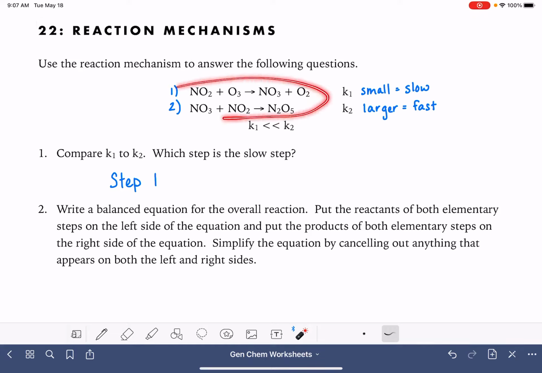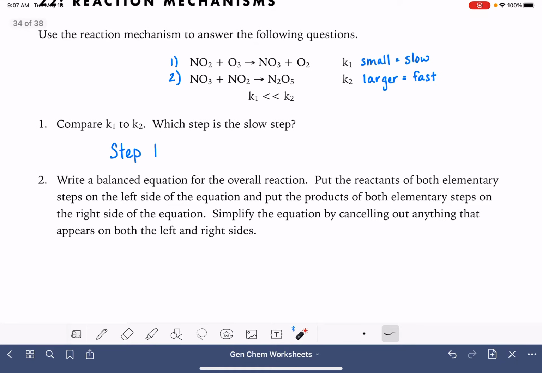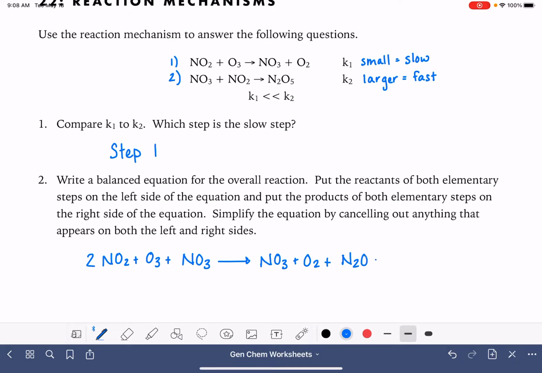Next thing that we need to do is write an equation for the overall reaction. To do that, we're just going to be combining the two elementary steps by simply adding them together, the way that we've done with previous material. So when we add them together, these are all 4 of our reactants. We have NO2 and O3 in step 1, and we have NO3 and then a second NO2 molecule. So I've just taken these two and put them together with the coefficient of 2. And then for our products side, we have these 3 molecules, NO3, O2, and N2O5.